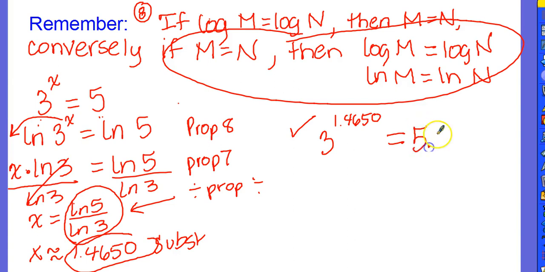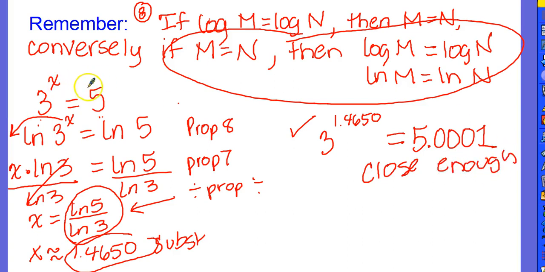It's 5.0001. Close enough. Why is it close enough? Because it's rounded to the nearest 10,000th. We'd have to plug in the exact answer to make it equal exactly 5.